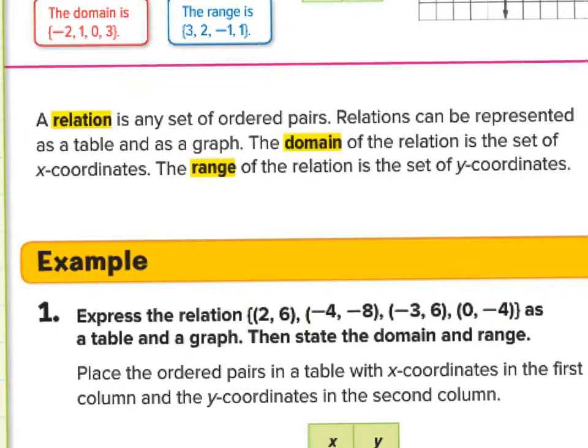Main concept. A relation is any set of ordered pairs. Relations can be represented as a table and as a graph. The domain of the relation is the set of x-coordinates. The range of the relation is the set of y-coordinates. So there is the word relation and what it means. In many of these ratios or rates, one number will always be your domain and the other number will be your range.